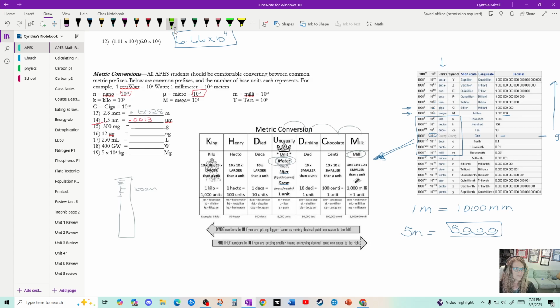Okay, 300 milligrams. So if I have 300 milligrams over here, milli, and I want to go to gram, it's the same thing. So it's going to be 0.3 grams. I don't have to put the zeros. It's just going to go 1, 2, 3, move the decimal to here.